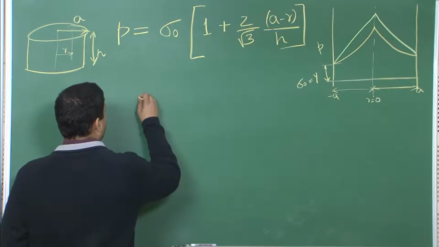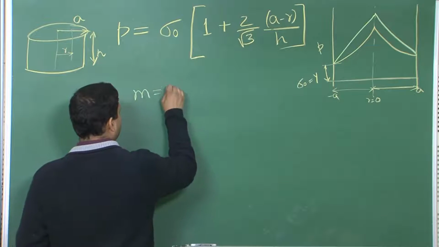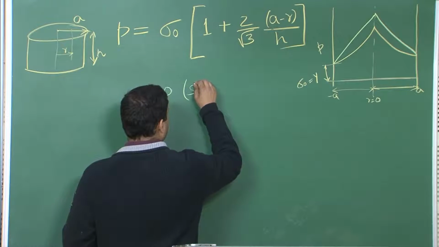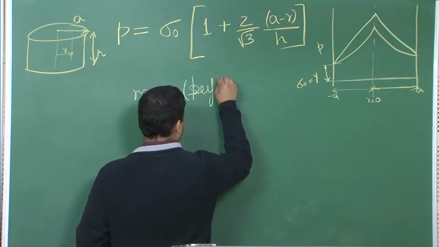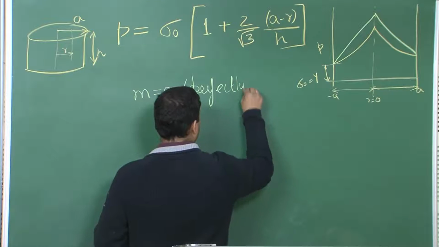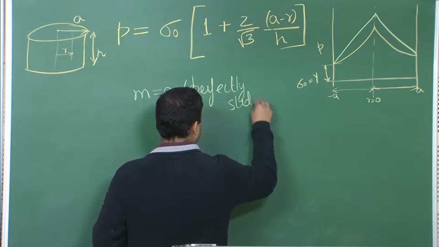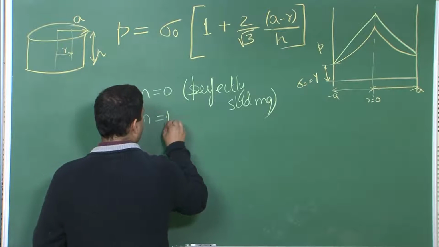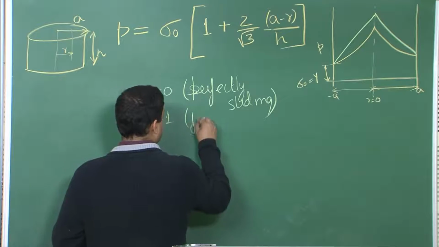So, again let me emphasize the fact that when m is equal to 0, what you have is a perfectly sliding condition, and when you have m equal to 1, it is a fully sticking condition.